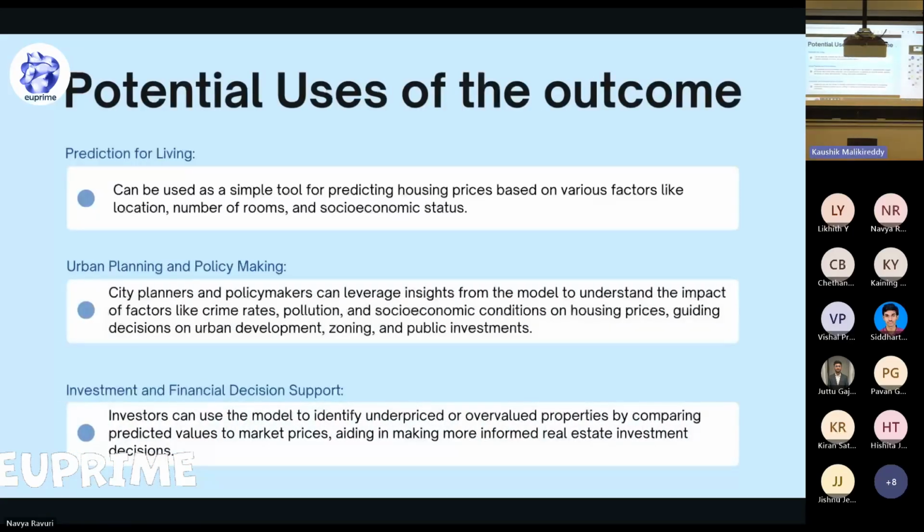Some uses of the outcome could be prediction for finding a place to live, and for urban planning, policy making, checking the factors about pollution and so on, and also for realtors and investors to find out if the prices of the houses are either underpriced or overvalued.